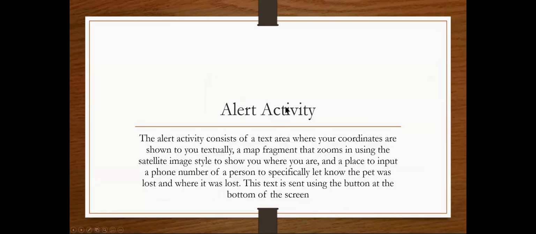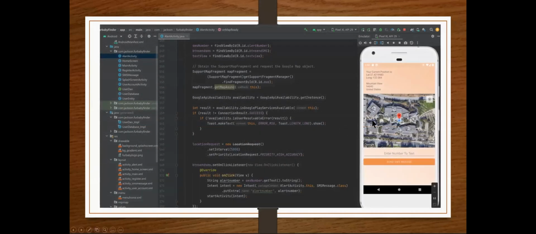So next would be the alert activity. If you press the button that says report my pet lost, it will come to this screen. I modified the screen that I showed during the midterm. I cut the fragment down a little bit in the XML, and then I put an edit text under it with a button that'll take you to another activity. But it shows you your GPS and everything up here. And then you put the phone number in and send it.